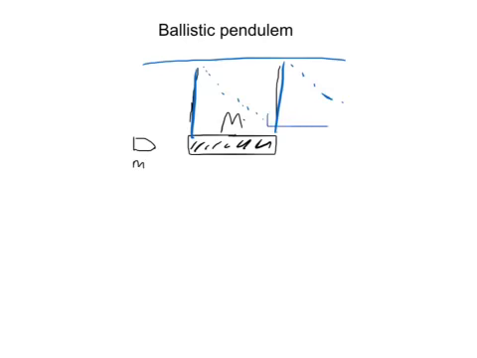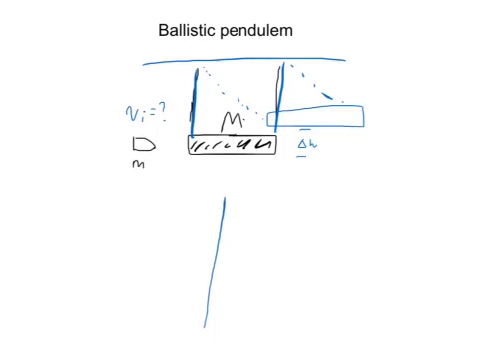and our block is going to reach some new height, where we could call this value right there the change in its height. And given that information, what we want to know is what was the initial velocity of the bullet. So simply by measuring that change in height, can we get that initial velocity of the bullet? Okay, well, there are two steps to this problem.